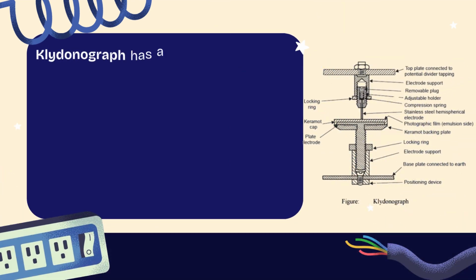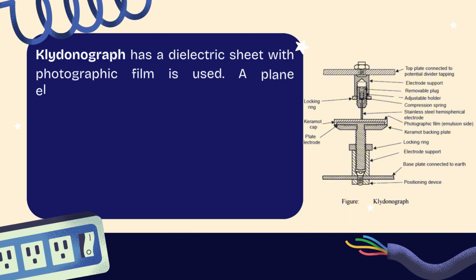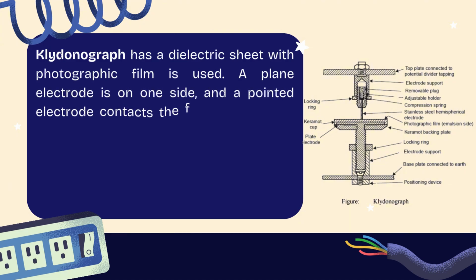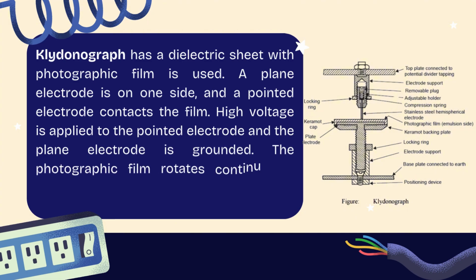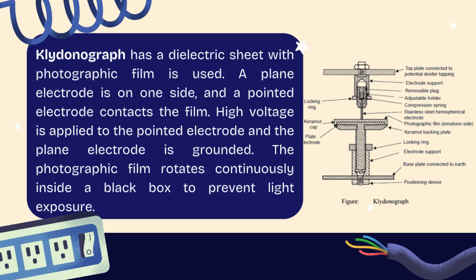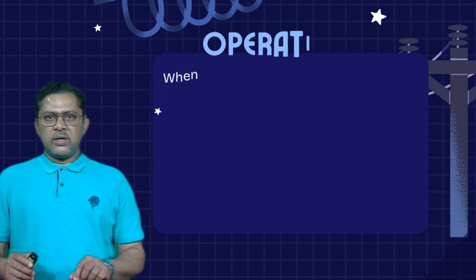Cleidonograph has a dielectric sheet with photographic film which is used in this device. A plain electrode is on one side and a pointed electrode contacts the film. High voltage is applied to the pointed electrode and the plain electrode is grounded. The photographic film rotates continuously inside a black box to prevent light exposure. Now let us discuss the operation of the cleidonograph.